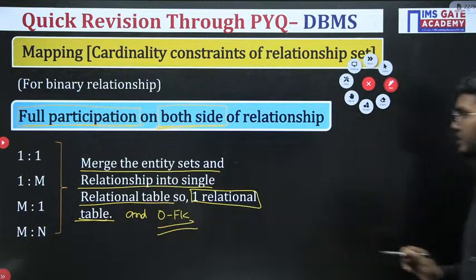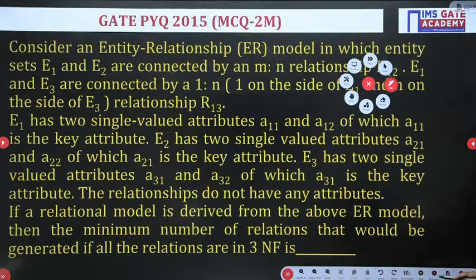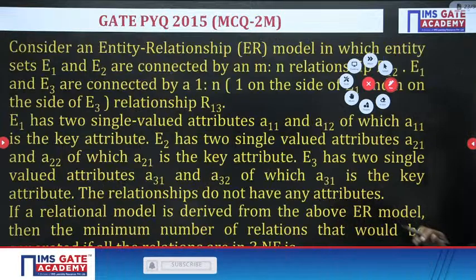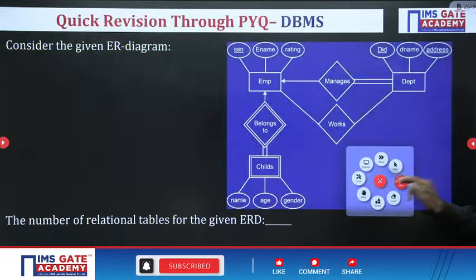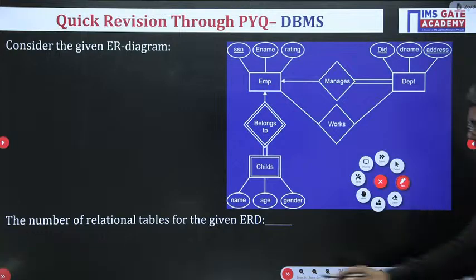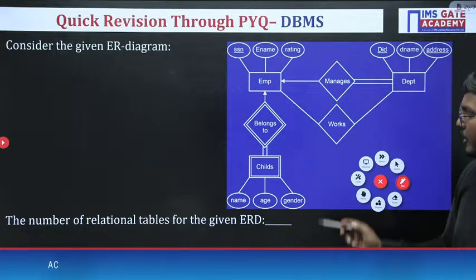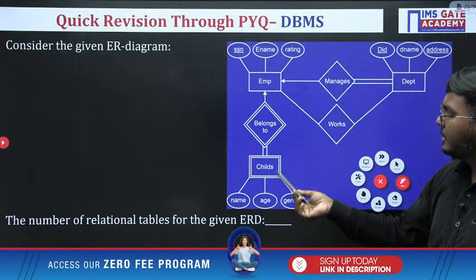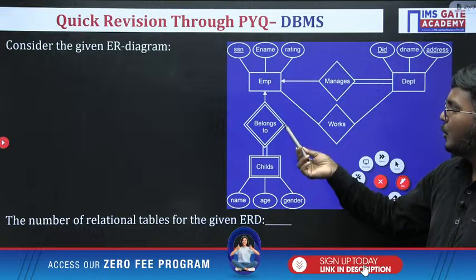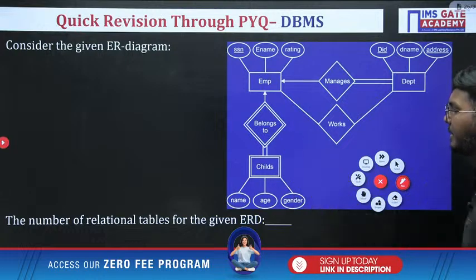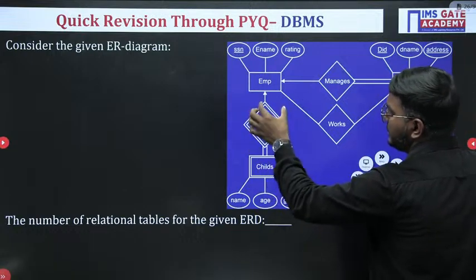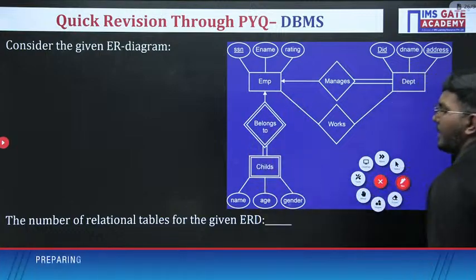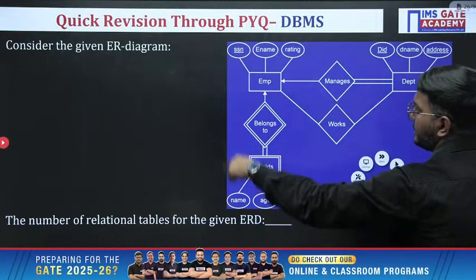Now see the last one. Let's solve some questions here. Before this, let's solve this question first, then we'll come to this. This is our weak entity set and this is our weak relationship set. Whenever we have a weak entity set and a weak relationship set, the weak relationship set always merges towards the weak entity set. It will be merged into a single table.